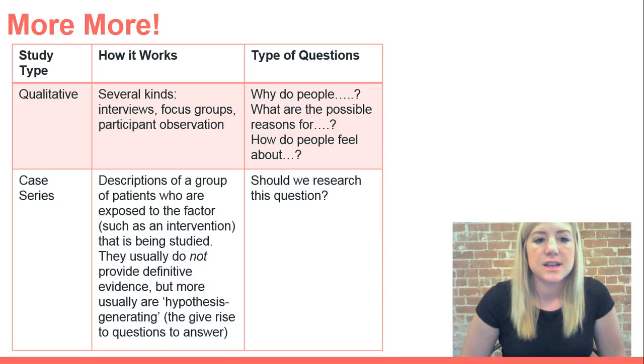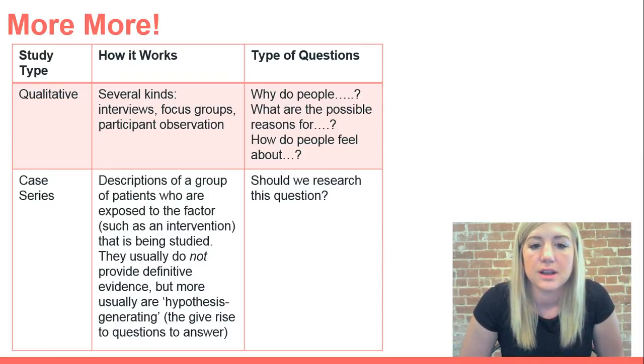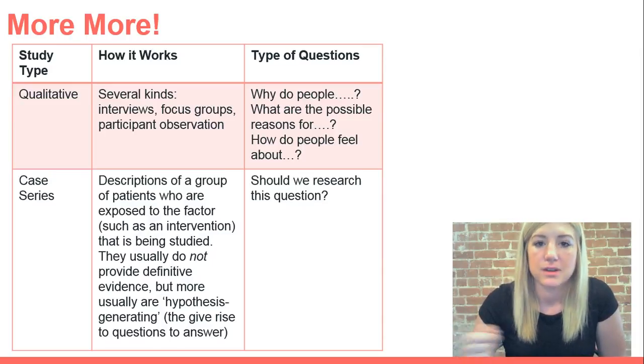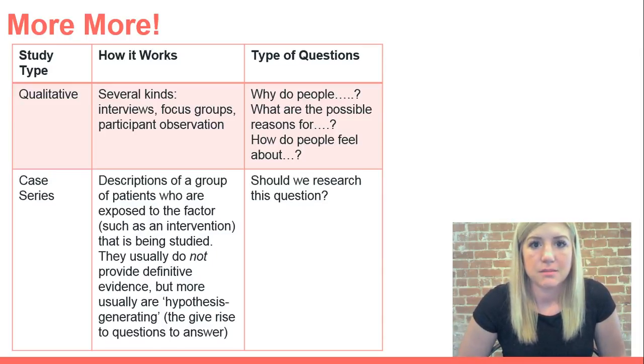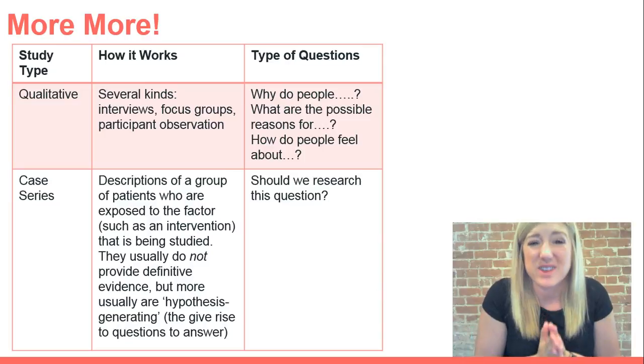Case series is a group of patients who are exposed to a factor, such as an intervention, but they do not provide definitive evidence. This could be like maybe a therapist sees 5 different patients with a certain condition and writes about those patients and the condition, but it doesn't mean that it's like hard evidence.